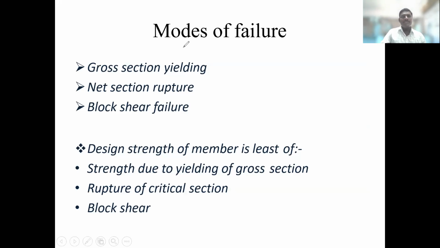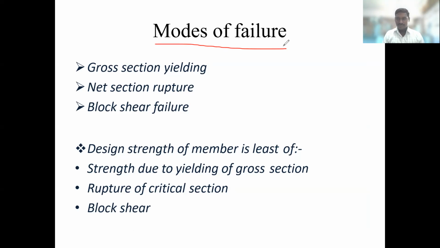So next is the modes of failure. It means, how your tension member will fail. We have seen the failure of bolt. How does a bolt fail? Due to shearing, due to bearing, or due to tensile. We have seen this part, no?